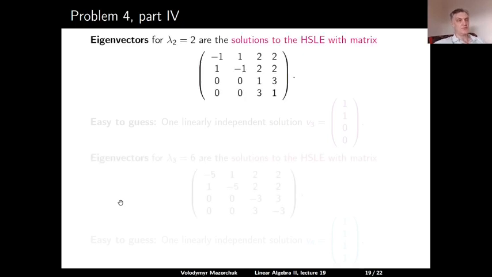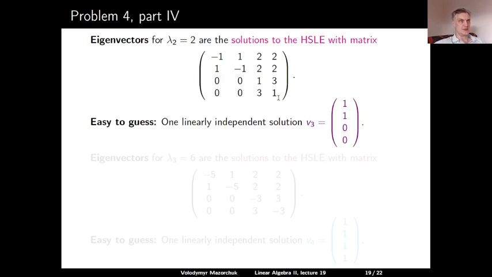For the eigenvalue 2, the eigenvectors are the solutions to the homogeneous system of linear equations, whose matrix is obtained from our matrix by subtracting 2 on the main diagonal. So we get the matrix with rows (-1, 1, 2, 2), (1, -1, 2, 2), (0, 0, 1, 3), (0, 0, 3, 1). And here, again, it's easy to guess that the vector (1, 1, 0, 0) is a solution to this system. Since the algebraic multiplicity was 1, the geometric multiplicity must be 1, so this is a unique linearly independent solution, which we denote by v3.